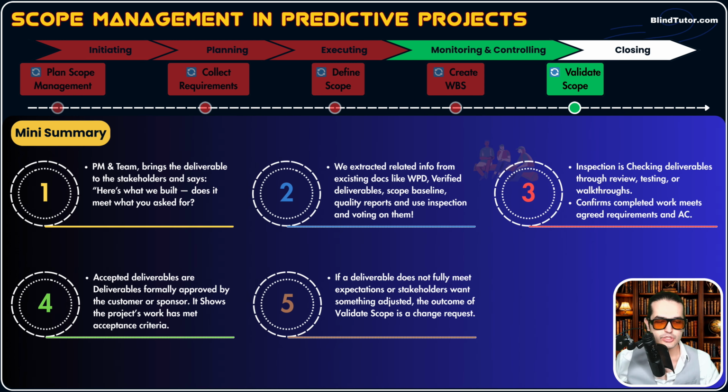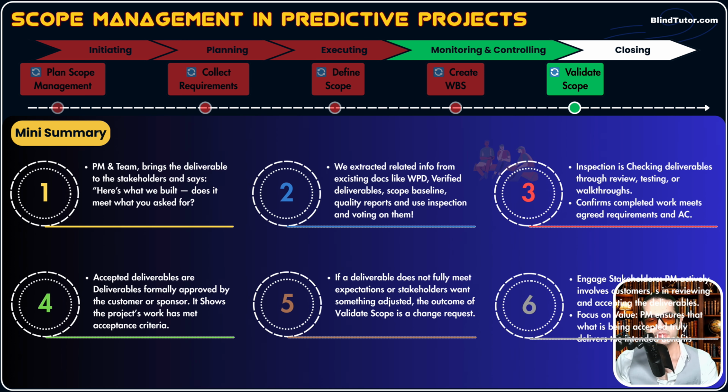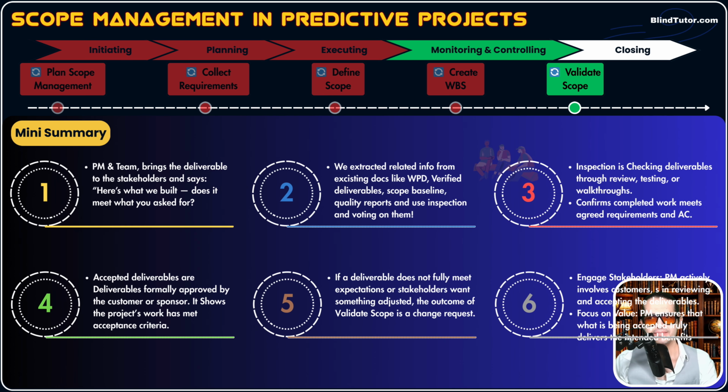Awesome. And guys, during the validate scope process, you applied some principles. Two important ones were engage stakeholders, okay? You actively involved customers, sponsors, and end users in reviewing and accepting the deliverables, because at the end of the day, your customer needs to be satisfied. So you need to involve and engage with them. So engage stakeholders was one of the principles that you apply as a PM.